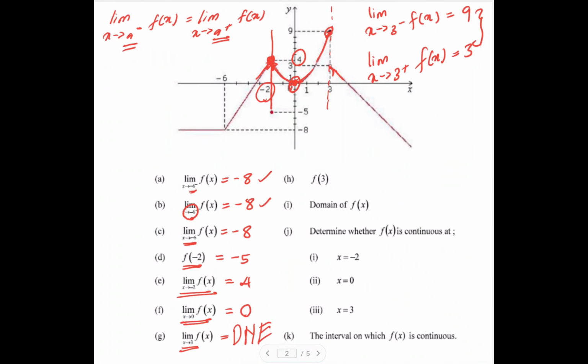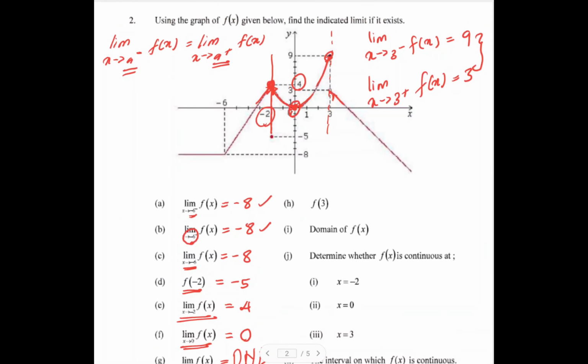And then for question H, f(3). We can see that at f(3) here, this one is x equal to 3, and this point is not included. Okay, but this value is included, so f(3) equals 9. We can see that the value of y here is 9.